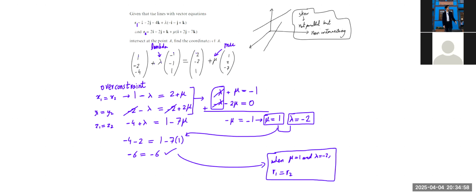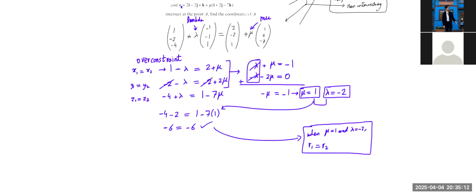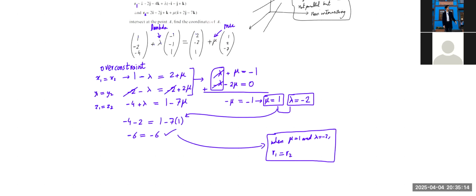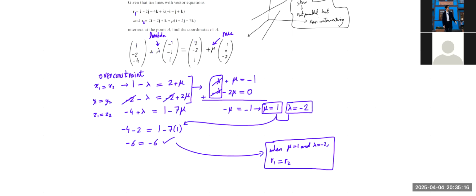Equal to 0. So I'll plug in either mu equals 1 into the second equation or lambda equals negative 2 into the first equation. Both of them, by the way, will give me the same answer because they're at the same point there. Just to show you, this is my first equation, r equals this, and this is r equals this, two separate equations.